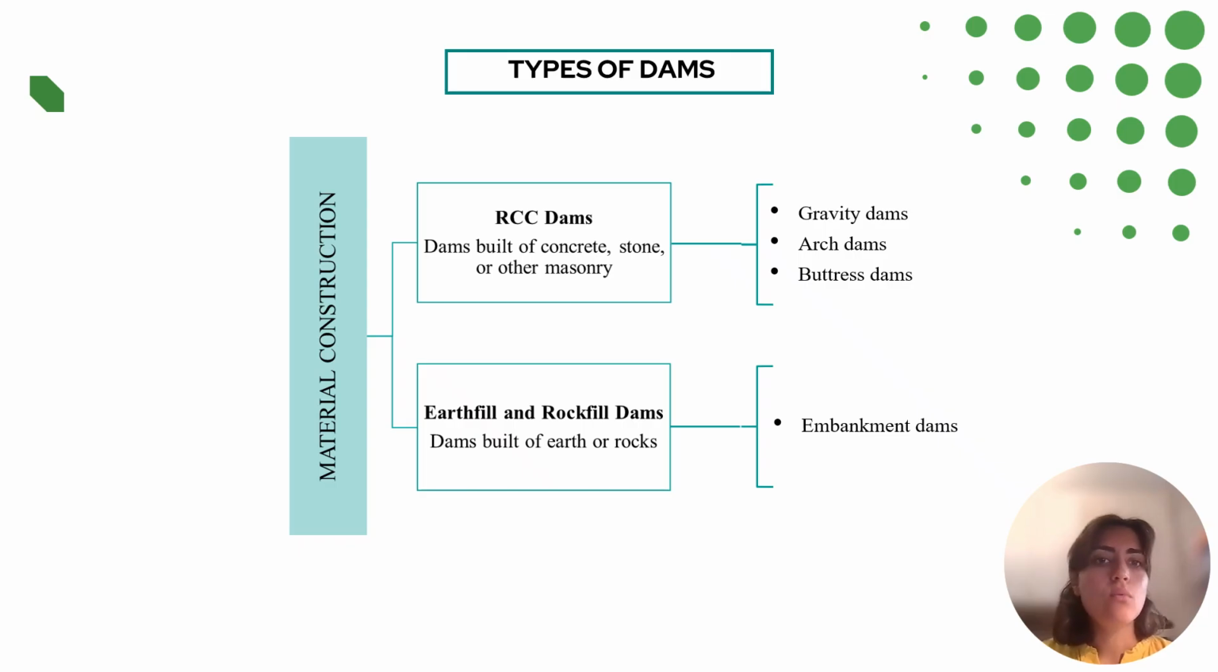On the other side, we find earthfill and rockfill dams, also called embankment dams. These are constructed with natural materials such as compacted soil or rock, and they are very common worldwide because they adapt well to different foundation conditions. This classification shows how the choice of materials and design strongly depends on the local topography, geology, and hydrology.